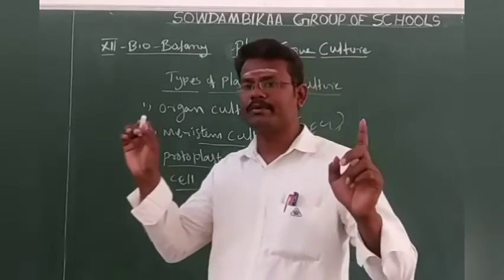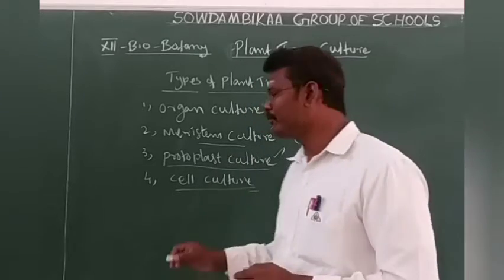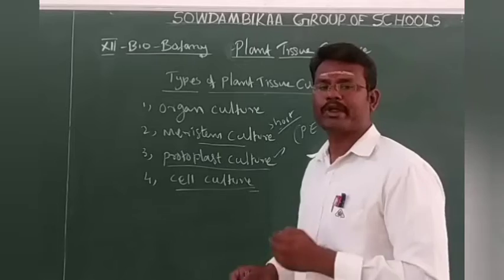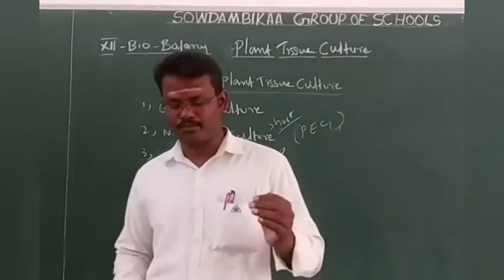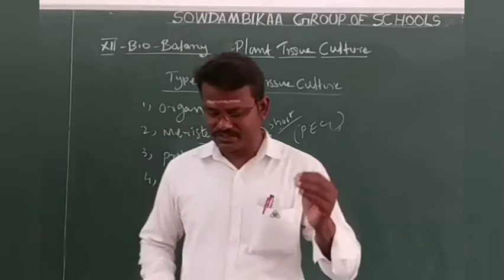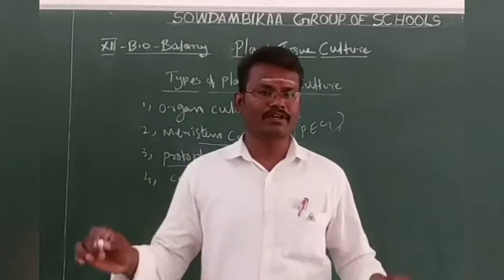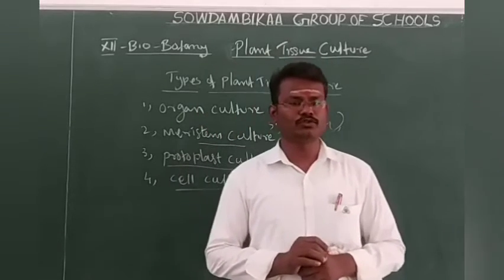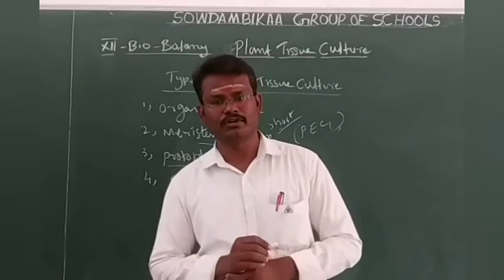Next, there is a tabular column in our textbook listing the secondary metabolites obtained from plants through plant tissue culture, such as codeine, capsaicin, vincristine, quinine. These are medicines given in our textbook for 1 mark, 2 mark and 3 mark questions.